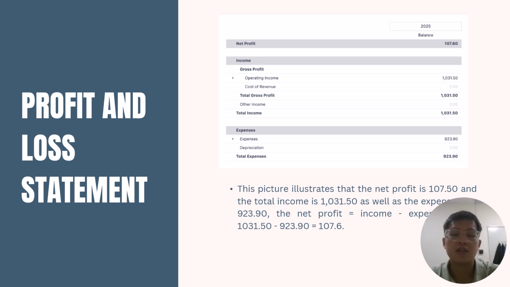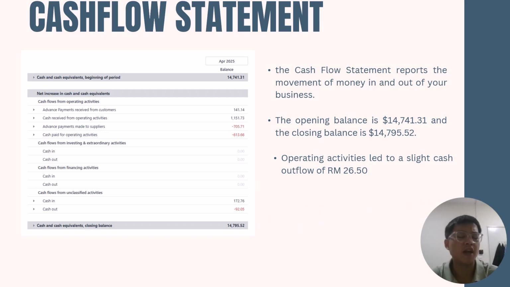So the profit and loss statement shows that the business is running with a profit margin, though quite minimal. It indicates positive cash flow from operation, but also suggests room for improvement in increasing revenue or managing costs more effectively. So the last one in the financial part is the cash flow statement.